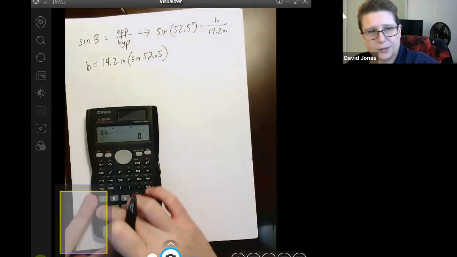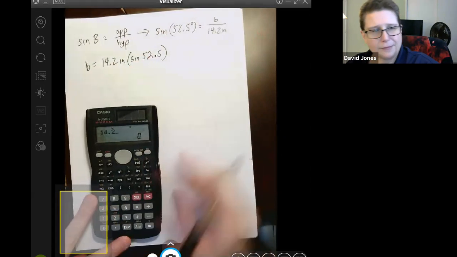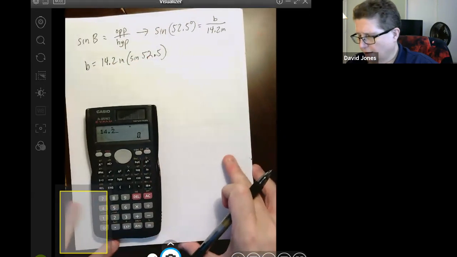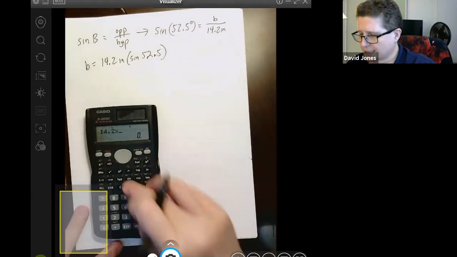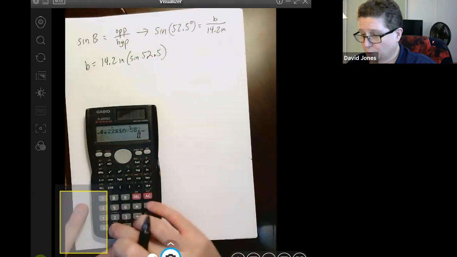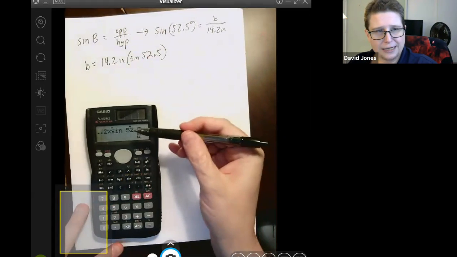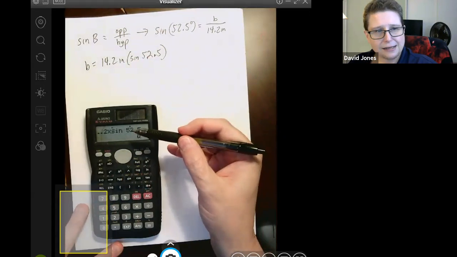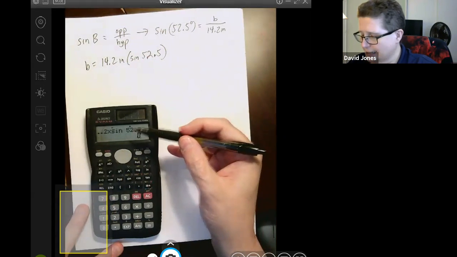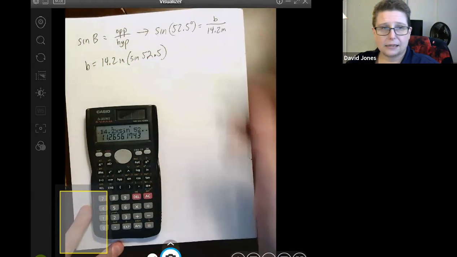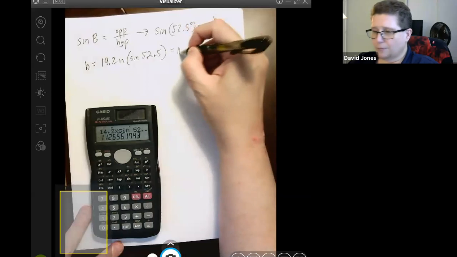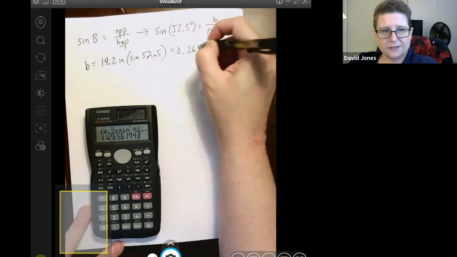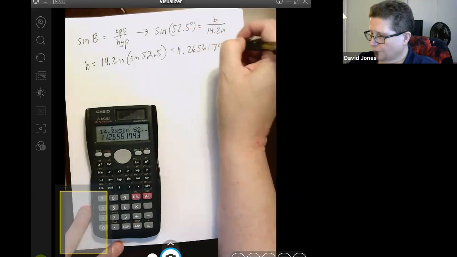You don't have to do it in steps like I did last time. I can do it all at once. 14.2 times sine of 52.5. Make sure you're in degrees, not radians. My little thing, you can't see, it's a D. And I get 11.26561743.